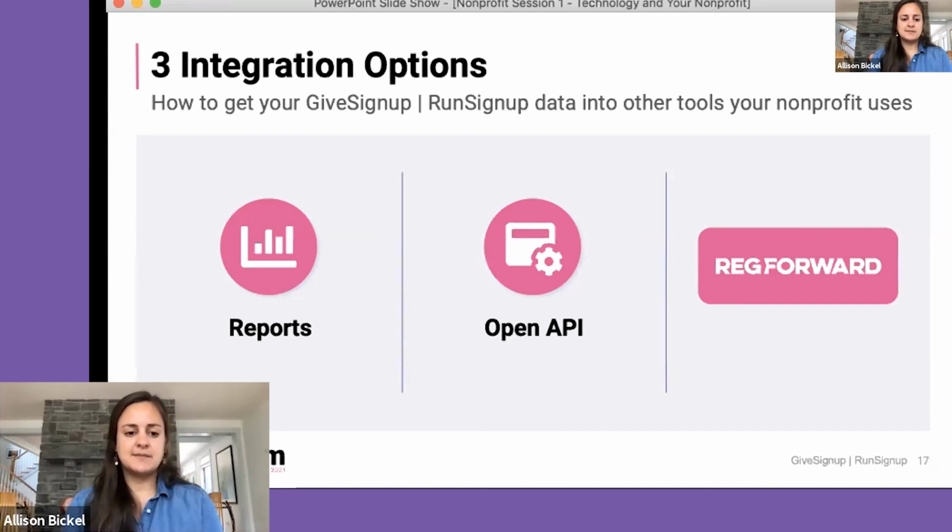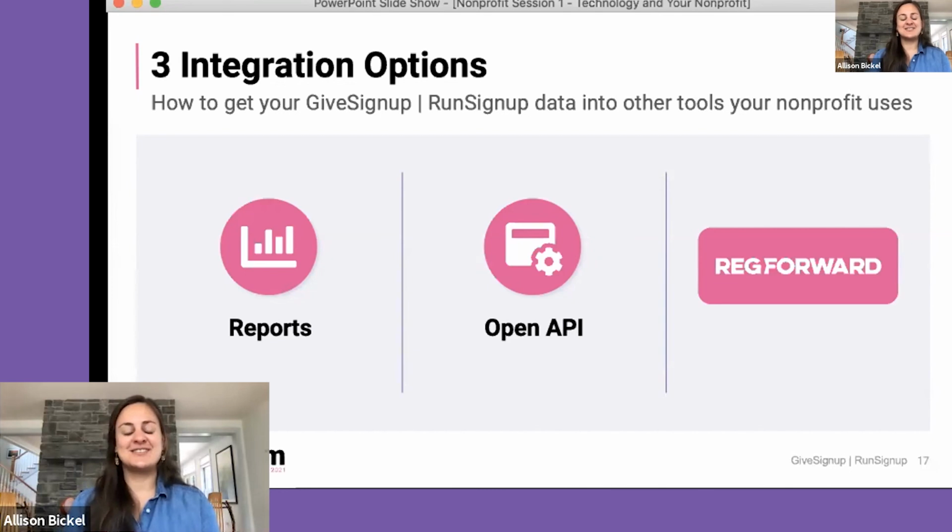The second option is something called an open API, and this is a core piece of our technology. And basically what it is, it allows developers to program to our system and to pull out any specific pieces of data that your event, your nonprofit gives them permission to do. So if you have an in-house developer, or a specific technology consultant that you really like to work with, you can just send them the link to givesignup.org/API. I think that's the right link. Somebody can put it in the chat just to confirm that's the right URL.